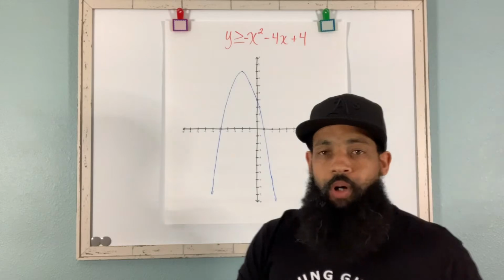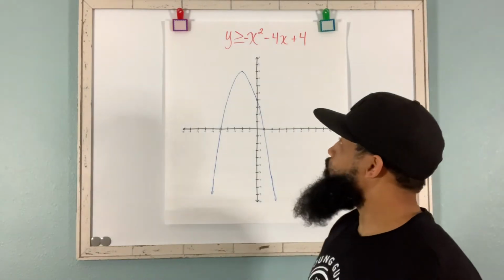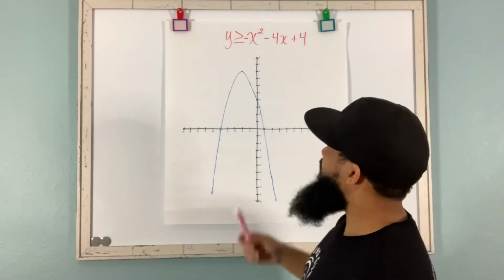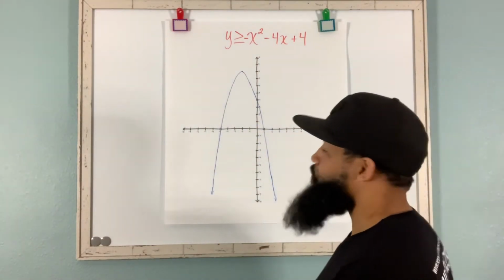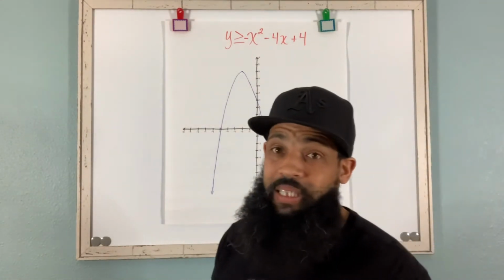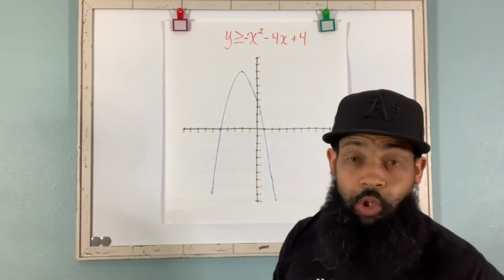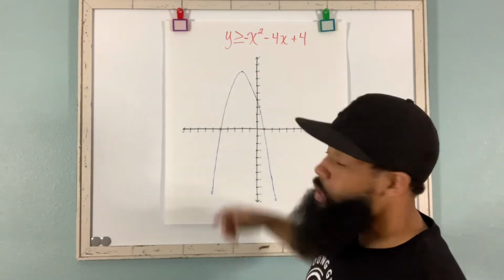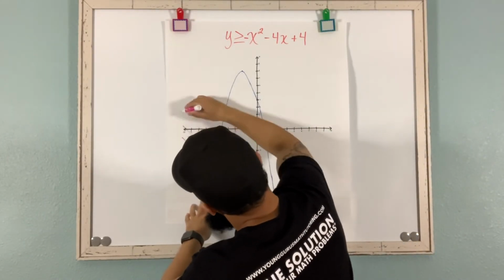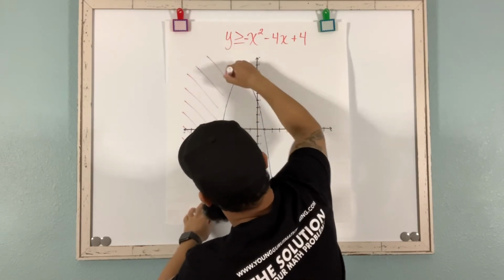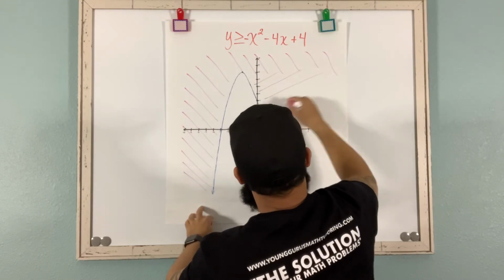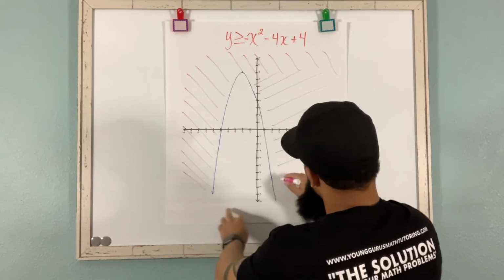And in this example, our last and final example, we have another example where we have the greater than or equal to now. So y is greater than or equal to negative x squared minus 4x plus 4. In this case, notice the parabola is solid now because we have the equal to portion on the inequality. So it's greater than or equal to, so we're going to shade above the parabola. So everything out here, anything in this area is part of the solution set, okay?